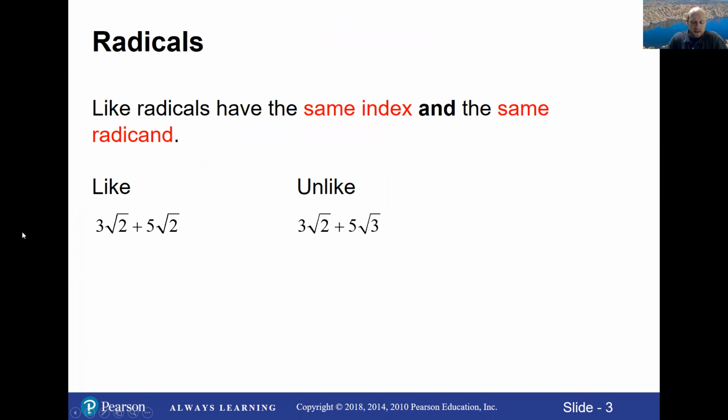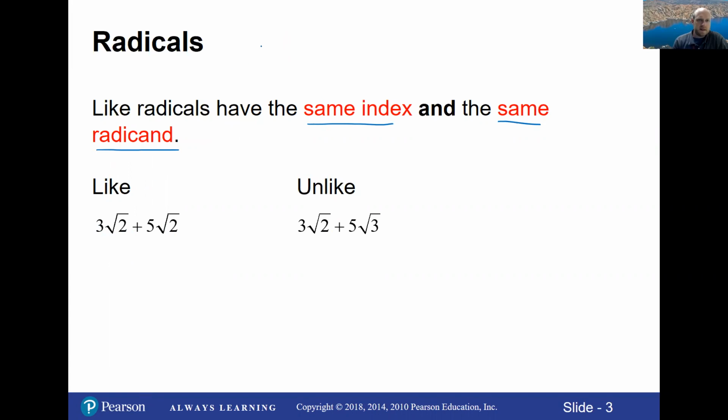So radicals, you guys all remember maybe from algebra like terms, right? Well, there's also something that is called like radicals. And like radicals have the same index and the same radicand. So same index, same radicand. Okay, so these two radicals are like, these are unlike.